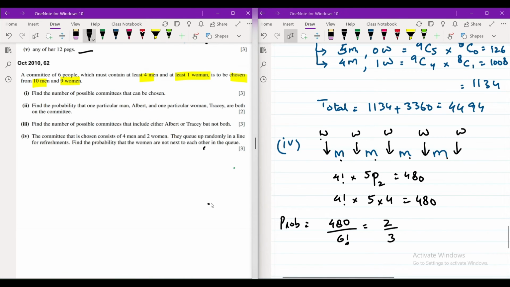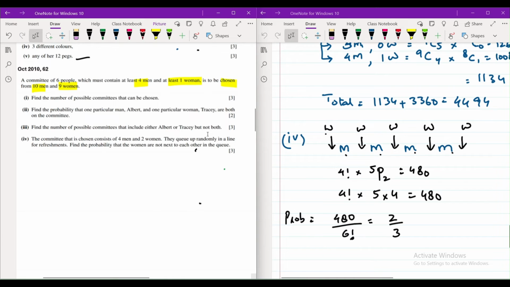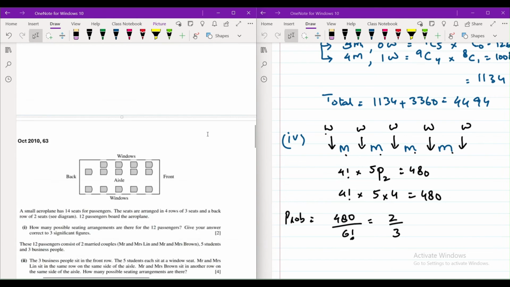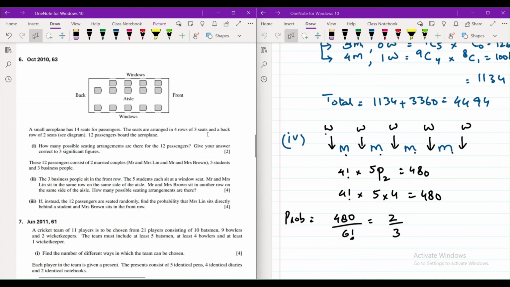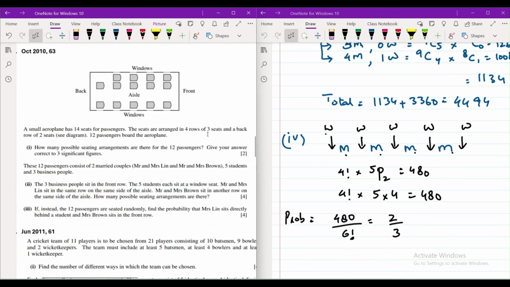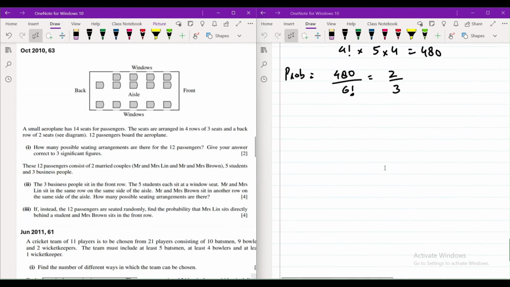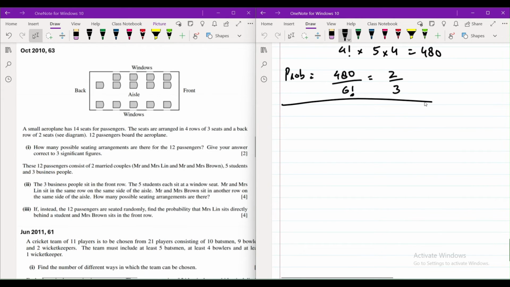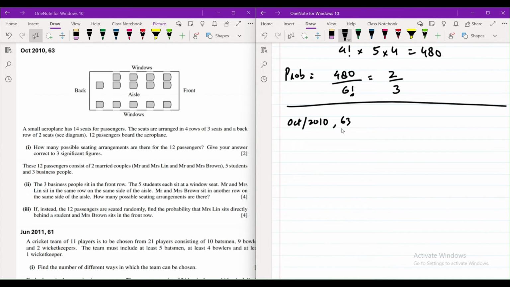And that is your answer. Okay, so moving on to the 6 3 October November 2010. Let's make some space for this. So October November 2010, 6 3.